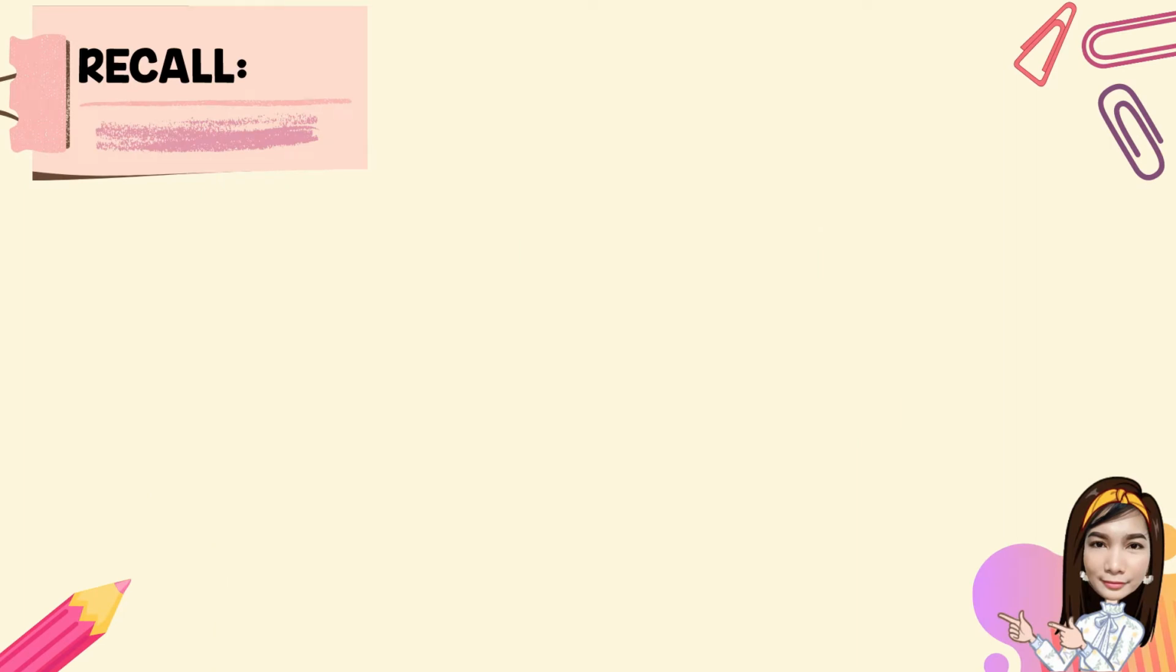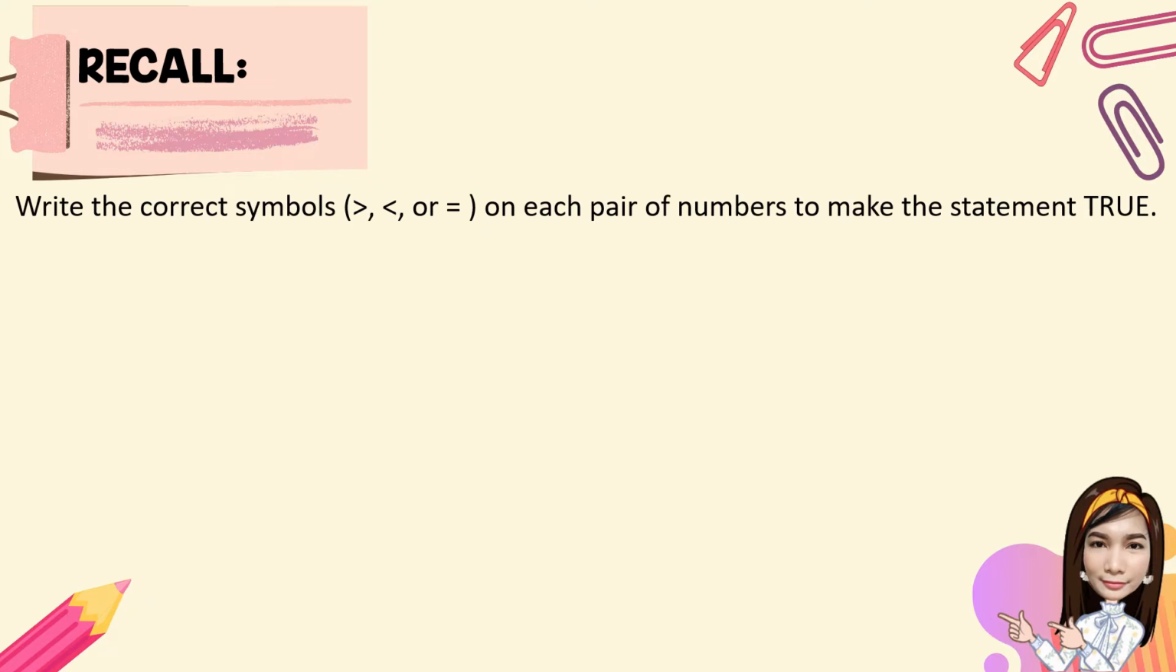Now, before we proceed, let's have a recall. Write the correct symbol, greater than, less than, or equal, on each pair of numbers to make the statement true. First, we have 295 compared to 592. The correct symbol is less than. So 295 is less than 592.